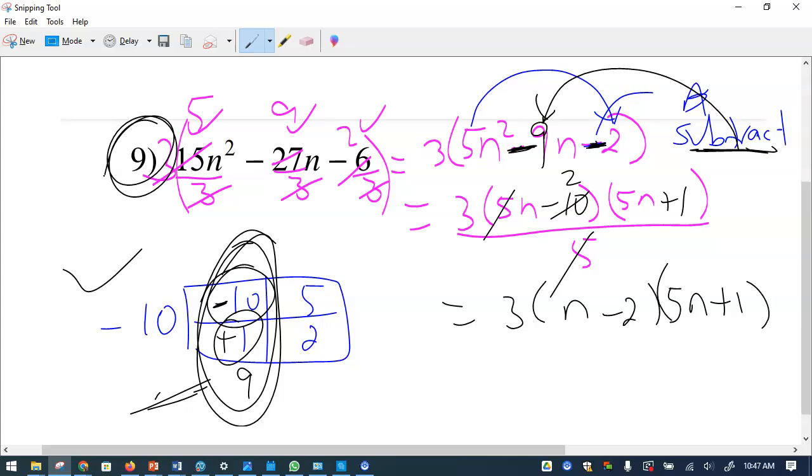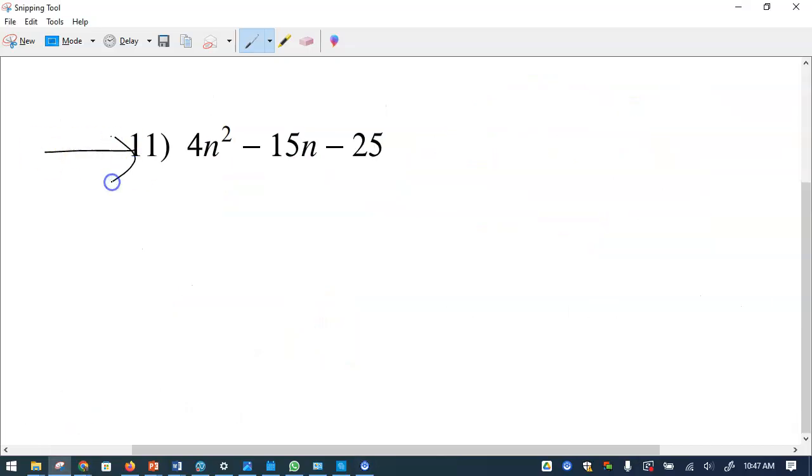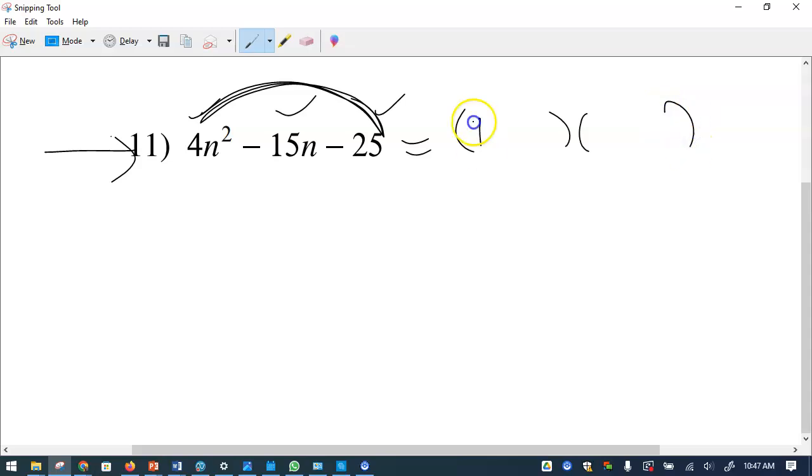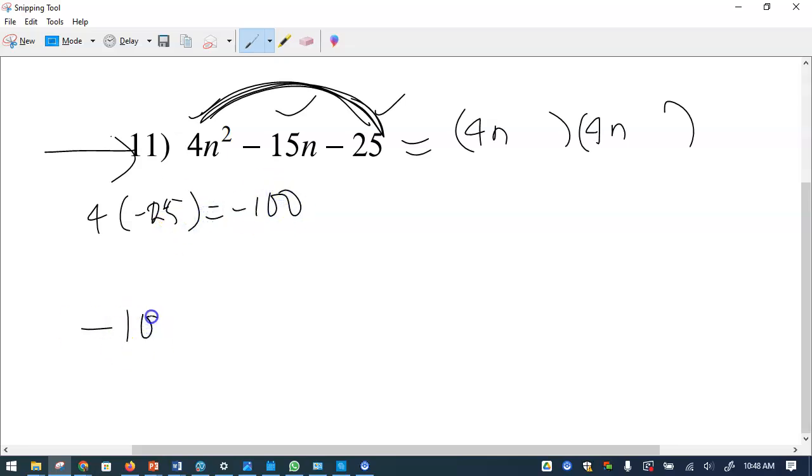I'm going to do problem number 11. Okay, watch this. This is 4n square minus 15n minus 25. You can't divide it all, there's no common factor, right? So all you do is first multiply. The first step is, let's write this. There's a 4n, so I'll put 4n and 4n. And then multiply this 4 times negative 25, which is minus 100. So your main number is minus 100.